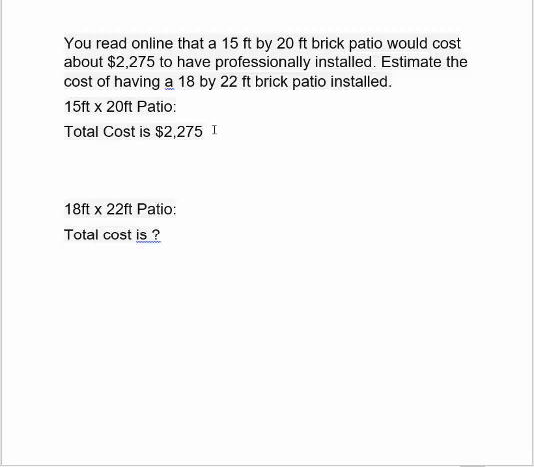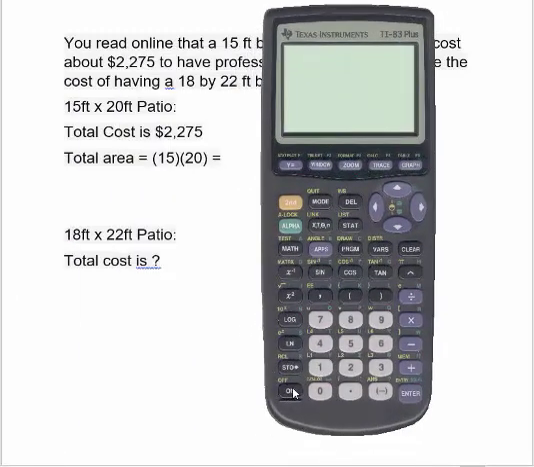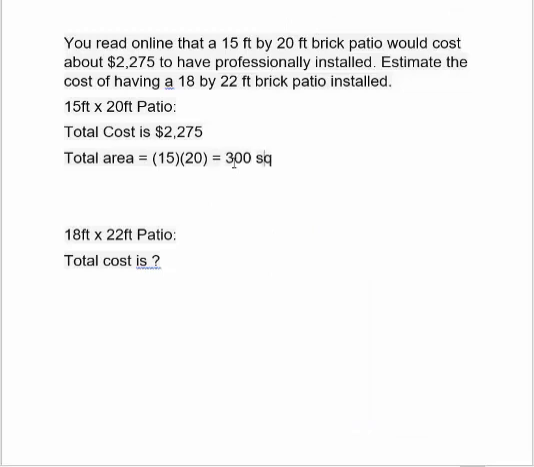We need to figure out a way to break this cost down so we can use it to figure out the 18 by 22 foot patio. When you have a 15-foot by 20-foot patio, let's figure out the total area. There are multiple ways to do this problem, but this is how I'm going to tackle it. The area of a rectangular patio like this one is just length times width. So 15 times 20. You grab your trusty calculator. This is 300 total square feet.